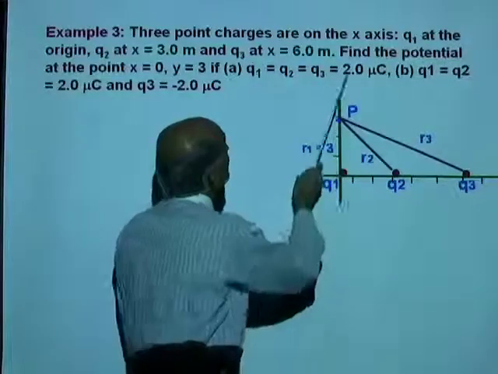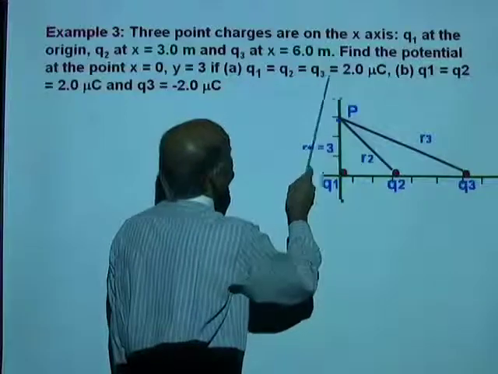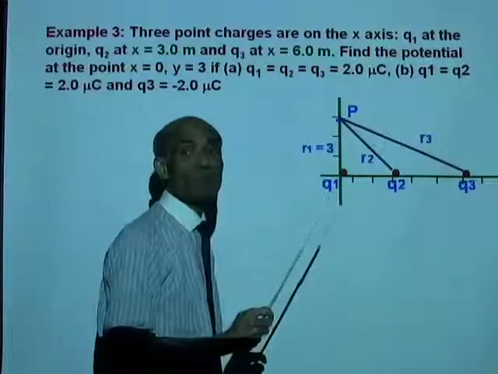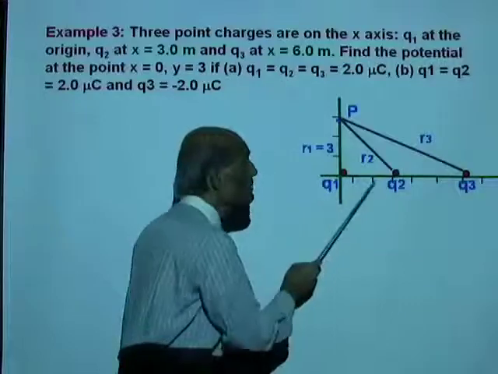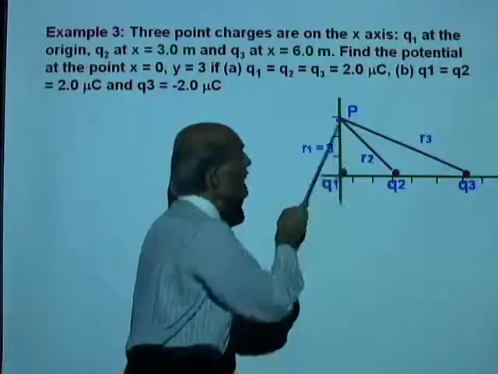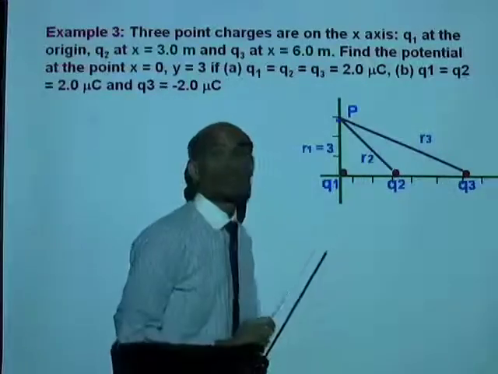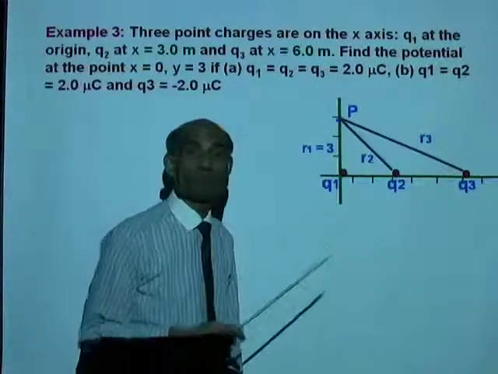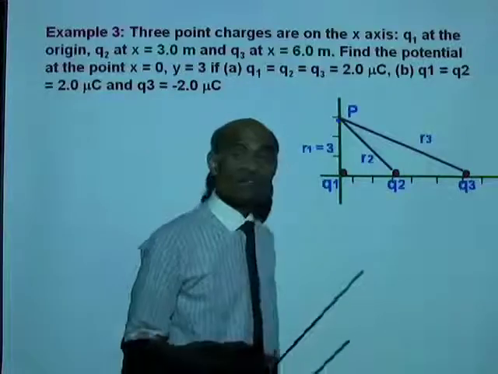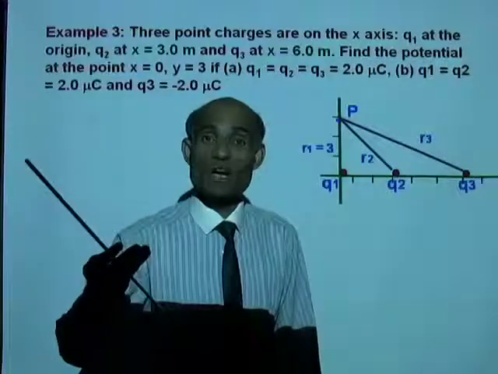Well, in the first case, Q1 equal to Q2 equal to Q3 equal to 2 microcoulomb. All of them are positive charges. That means the potential at point P due to each of these charges will be positive. Well, what is the equation for potential at a point due to a point charge?